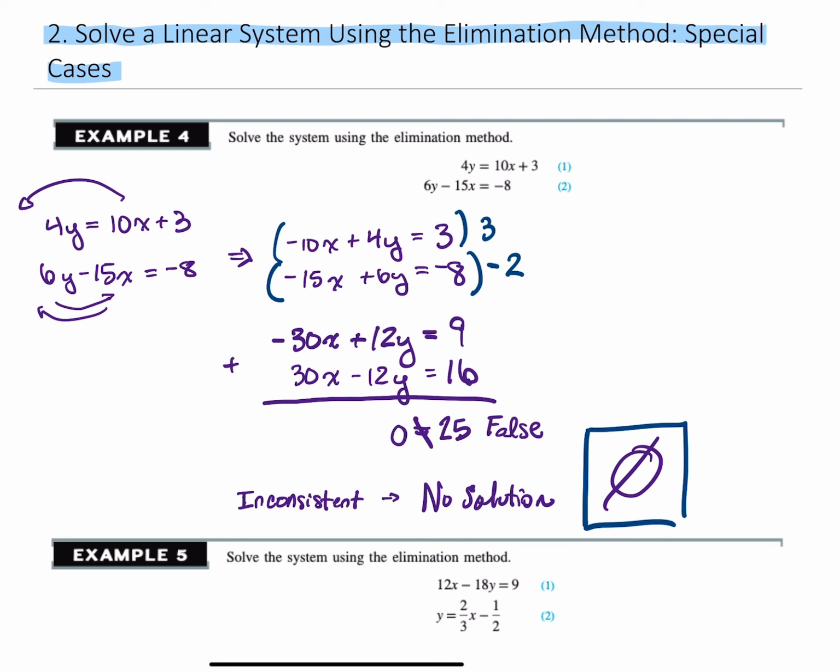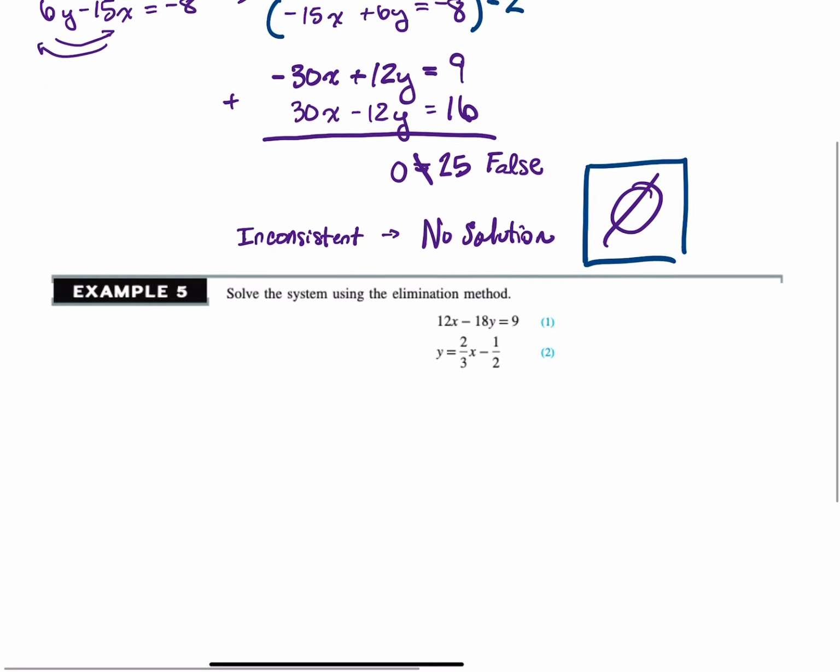So if you're going about the elimination method and you end up with a situation like this, some false statement, you can stop there and just say there's no solution. So let's see our next example. We'll see our other special case.